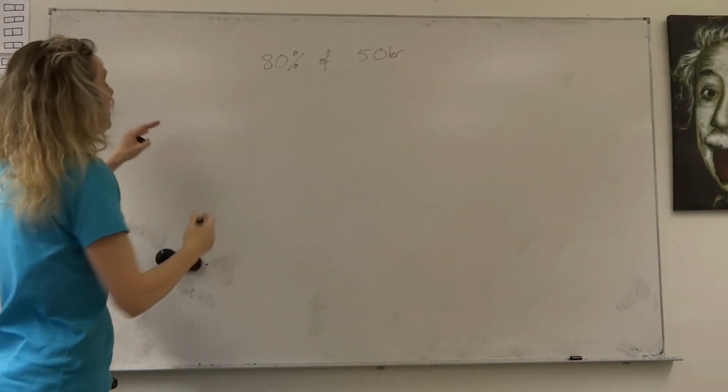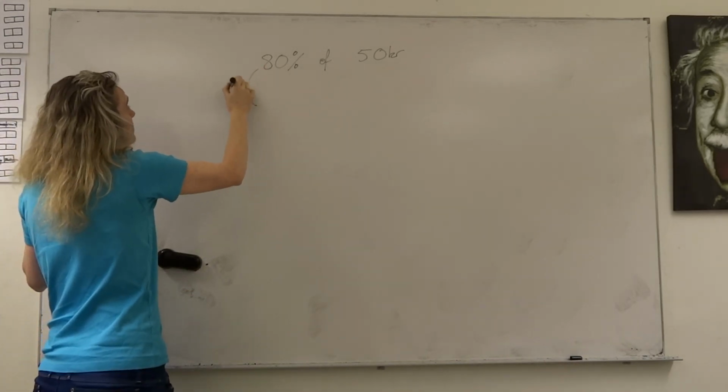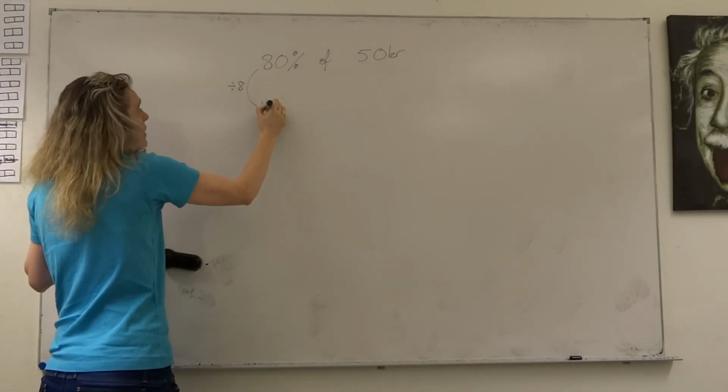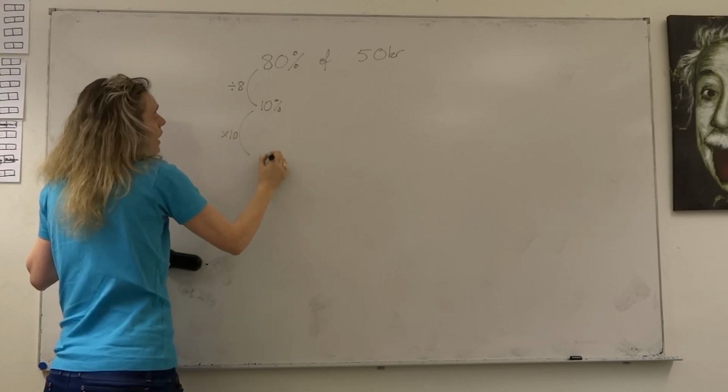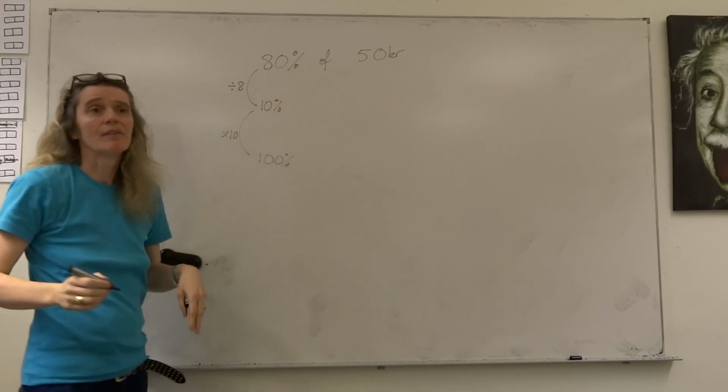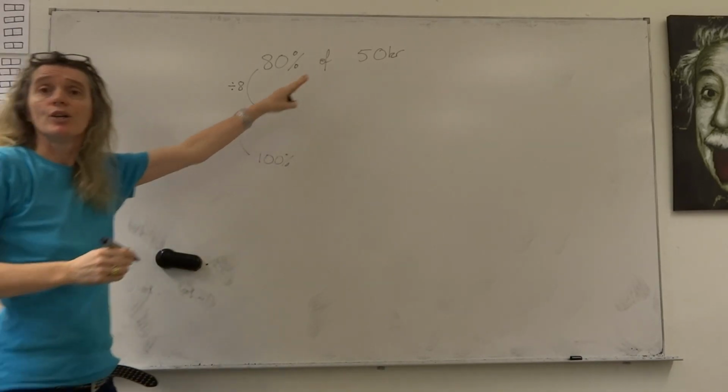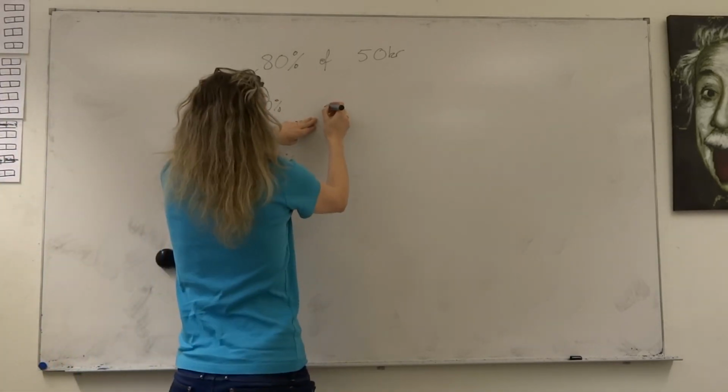Well, the simple way would be to divide first by 8 to get what 10% is, and then multiply it by 10 to get what 100% is. If that's what we're going to do on this side, we're going to do the same thing on the other.